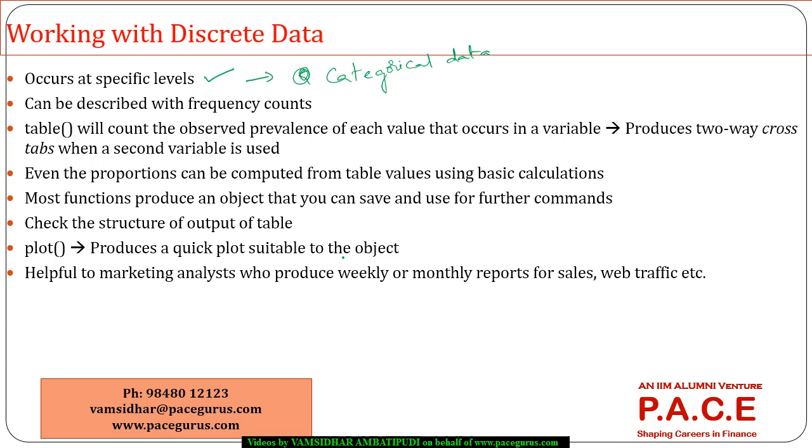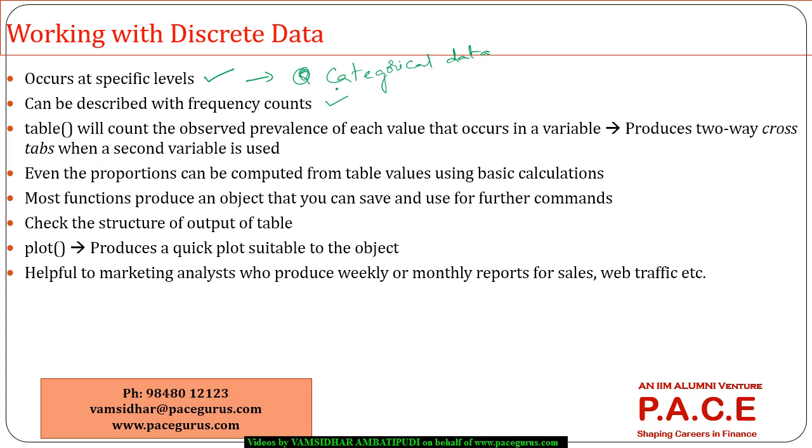So where there are only a very finite number of categories of data, that is what it could be, quantitative or qualitative data, but only a fixed set of values, then we are treating it as discrete data. And generally for discrete data, the best kind of summarization that we can visualize is the frequency. So I can describe it with the frequency counts: how many times each particular value has occurred.